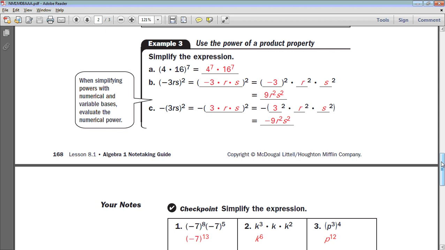Use the power of product property. If I have 4 times 16, all to the 7th power, you can distribute the 7 to each part. Same thing here. Now, be careful here.